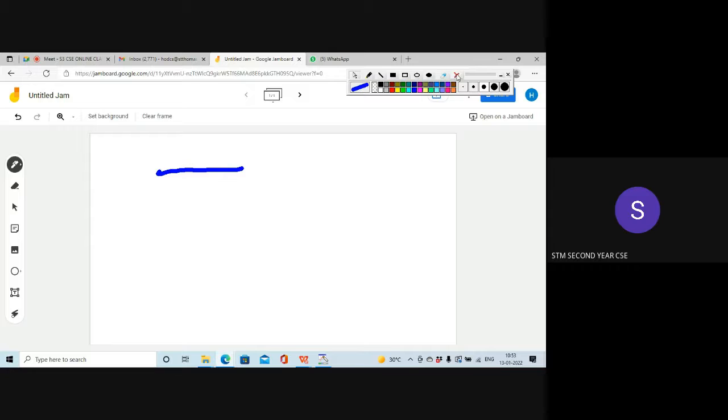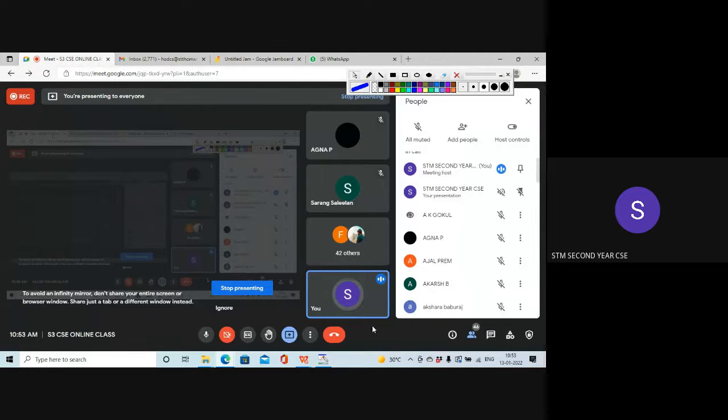Okay. Is it clear? What is the first method of representing relations? How do you represent relations graphically? What is the first method? Ajay? What is the first method of representing relations?